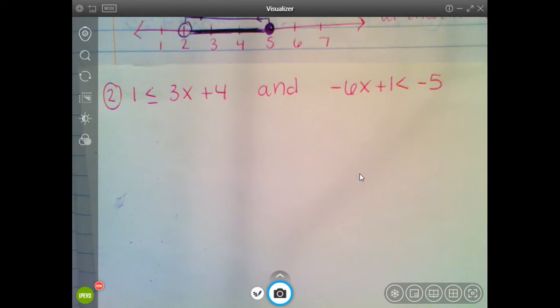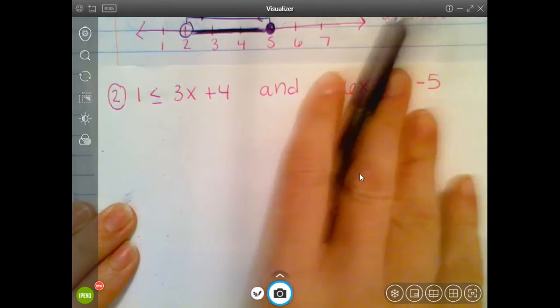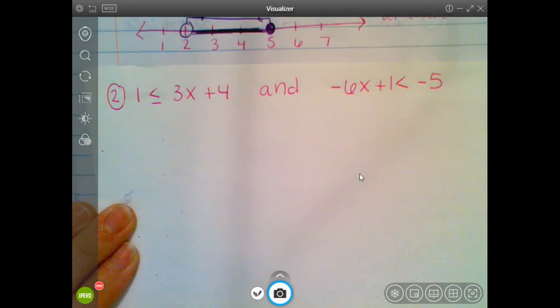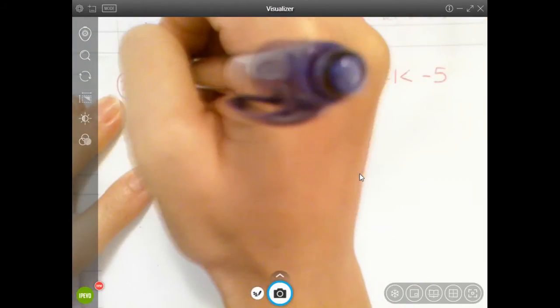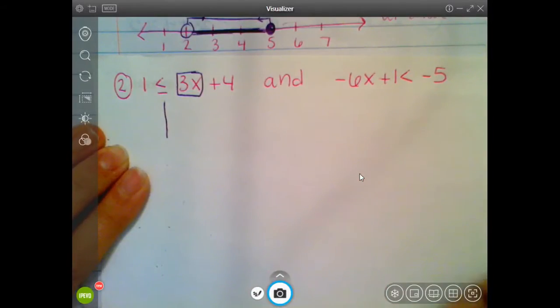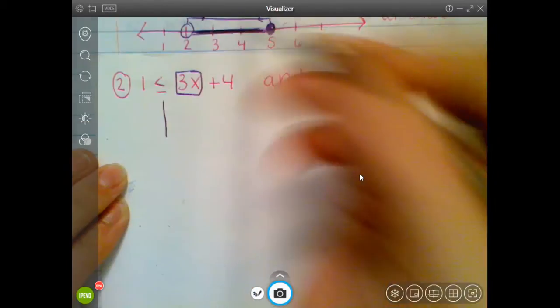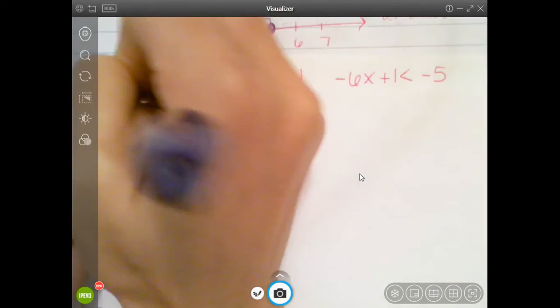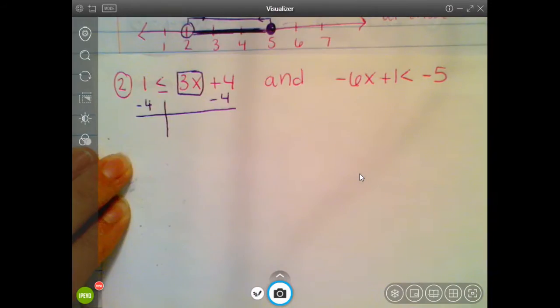Okay, so now we're going to solve number 2. So number 2 just looks a little bit different. You have to do some solving. So I'm going to solve this one and ignore this one, and then solve this one and ignore this one. Okay, so let's start. So box our variable, draw a line. So we need to get rid of plus 4. So we're going to subtract 4 from both sides. These should be getting easier now.